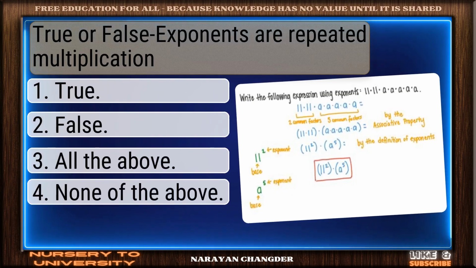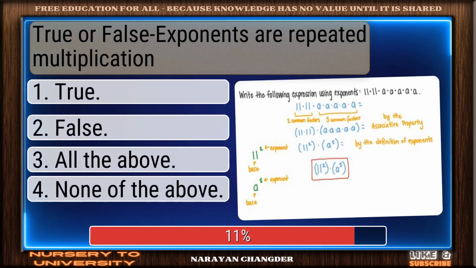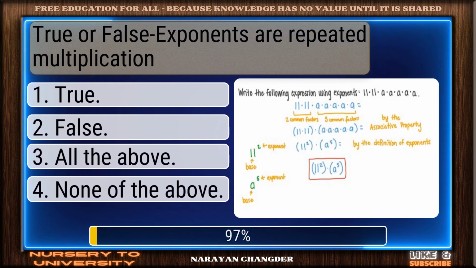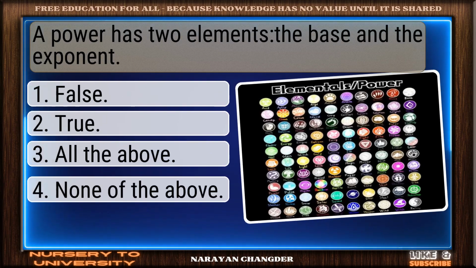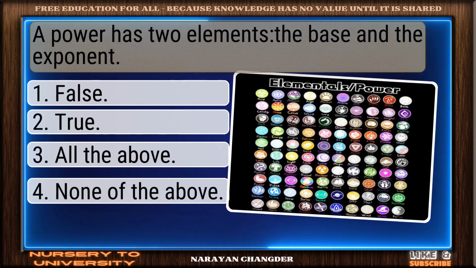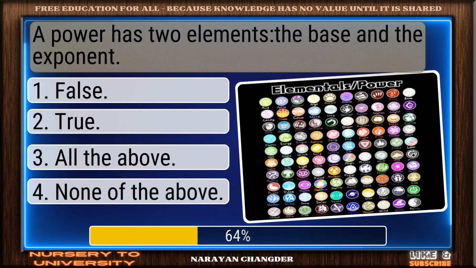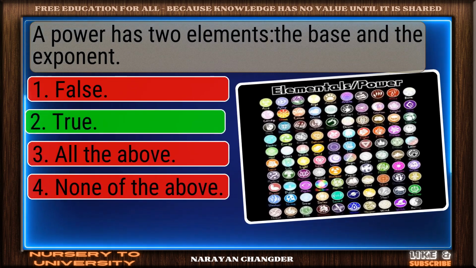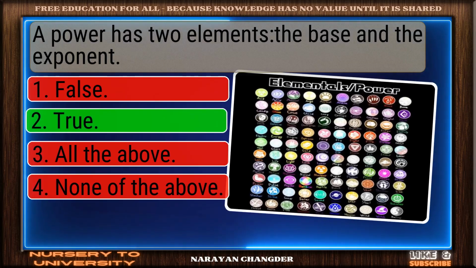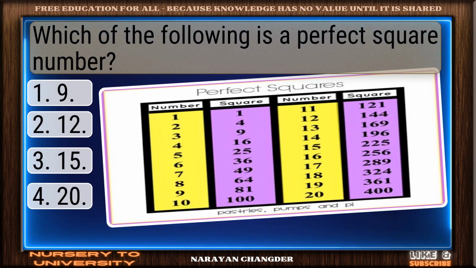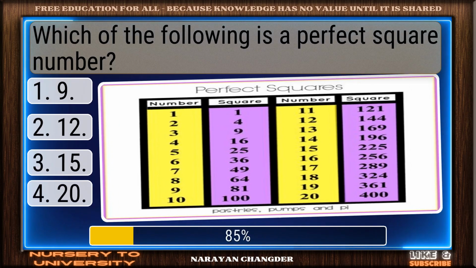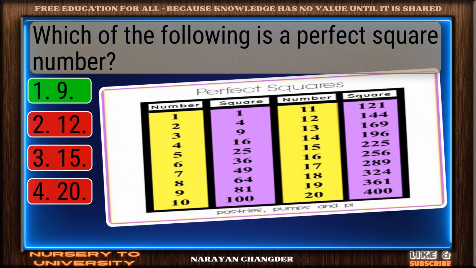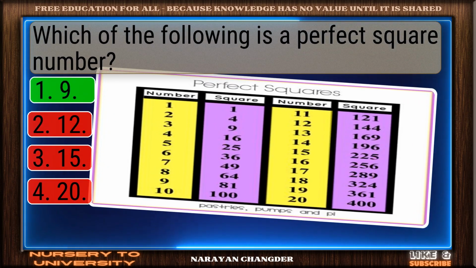True or false: exponents are repeated multiplication. Nicely done. True is a solid answer. A power has 2 elements, the base and the exponent. Perfect. True is the correct choice. Which of the following is a perfect square number? Smart move. 9 is an accurate answer.